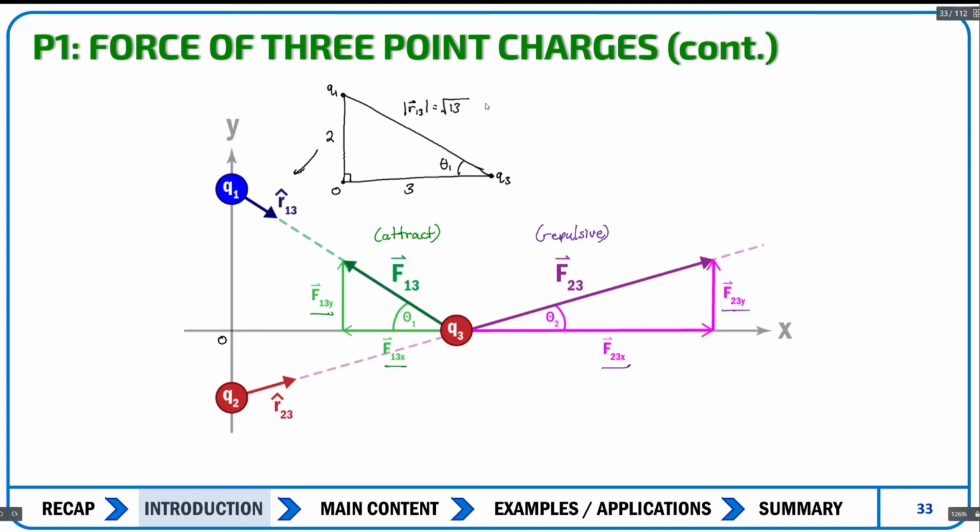If I do want to break it down into its component form for a unit vector, so that would be this one, going from here to here. That would be the R13 unit vector, which is going to be equal to the actual vector R13 divided by the magnitude of R13.